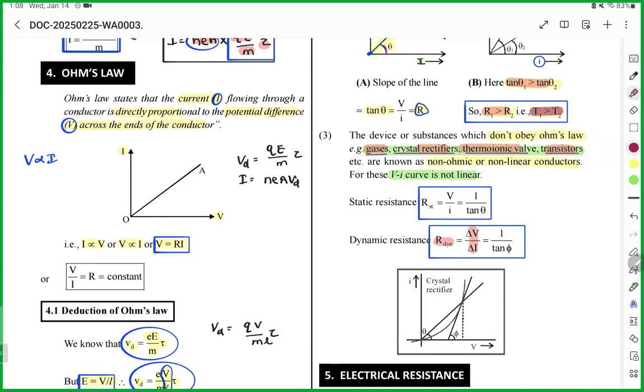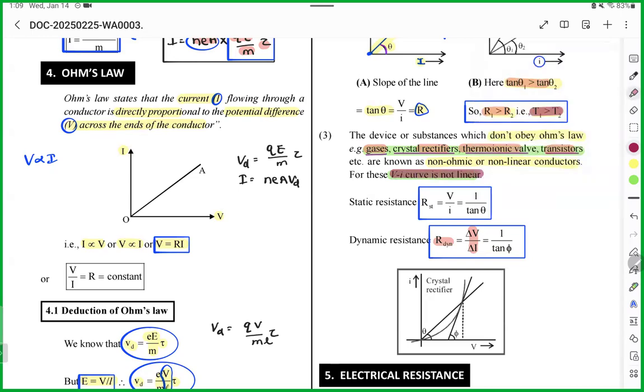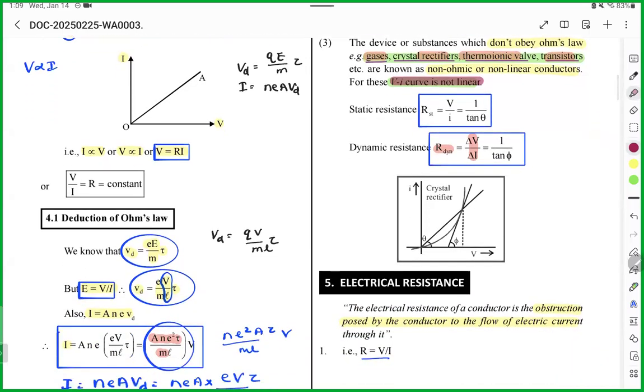But there are some materials that do not follow Ohm's law. Such materials are known as non-ohmic materials. Example: gas, rectifier like semiconductor device, thermionic valve, transistor. All these are semiconductor devices. And the formula will be the same. You can correlate with the help of tan theta, slope, and everything will be the same. But it will not be an exact straight line. It will not be the same as how it happened in the straight line.